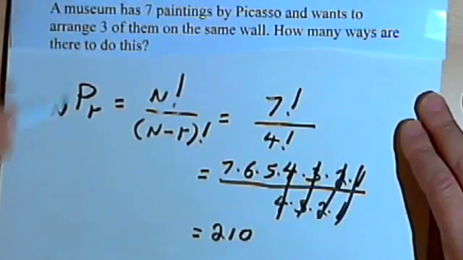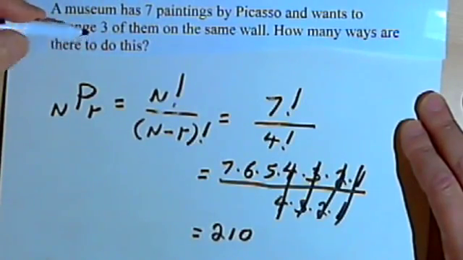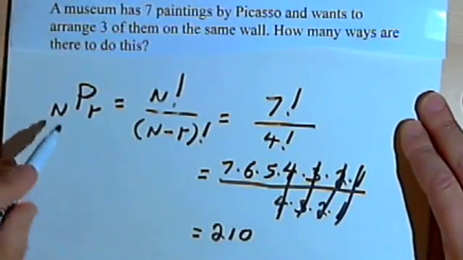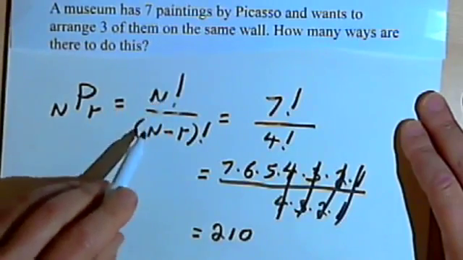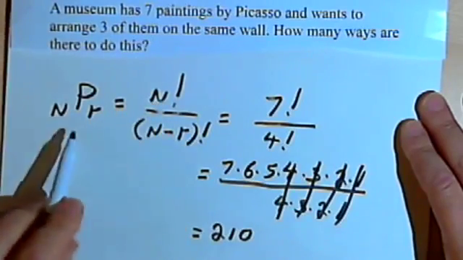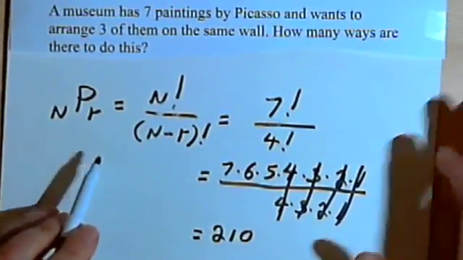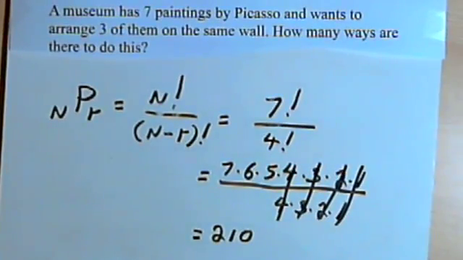Okay? So once again, when you've got some set of objects and you're permuting or arranging just some of them, you're going to use this nPr equals n factorial over n minus r factorial. You're going to use that formula. Okay, let's deal with a different kind of problem.